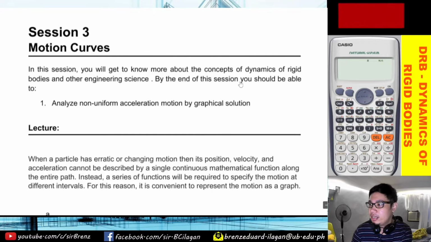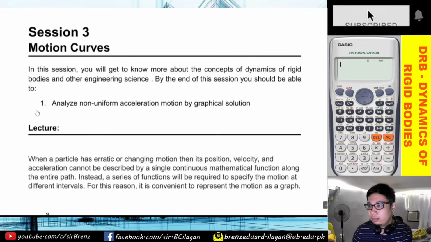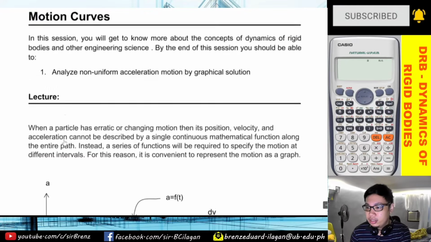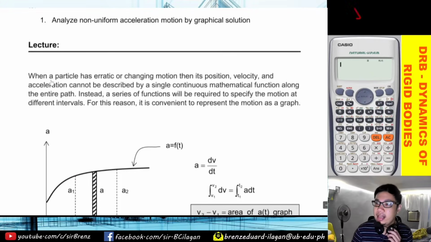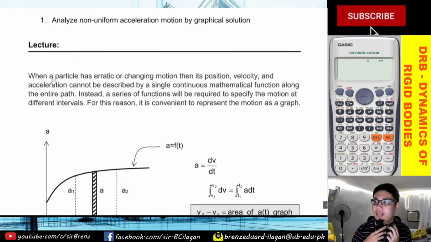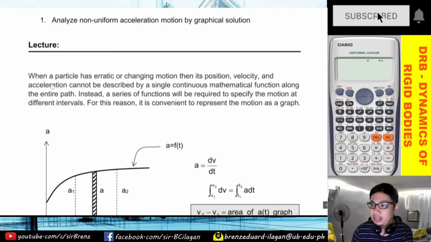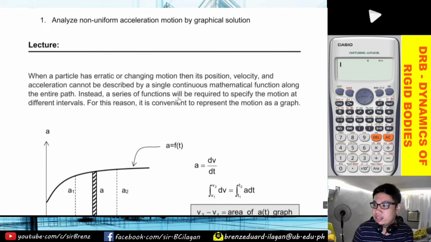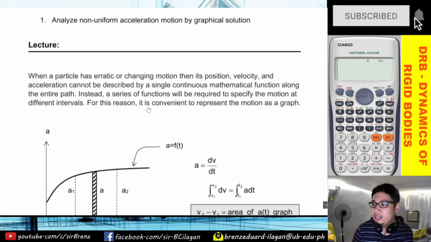By the end of this session, you should be able to, number 1, analyze non-uniform acceleration motion by graphical solution. So, when a particle has erratic or changing motion, then its position, velocity, and acceleration cannot be described by a single continuous mathematical function along the entire path. Instead, a series of functions will be required to specify the motion at different intervals. So for this reason, it is convenient to represent the motion as a graph.